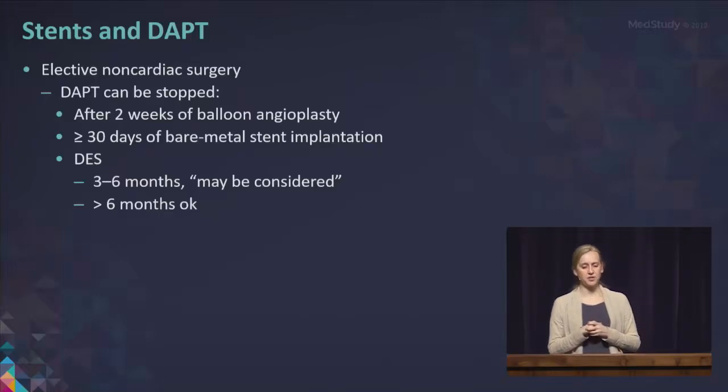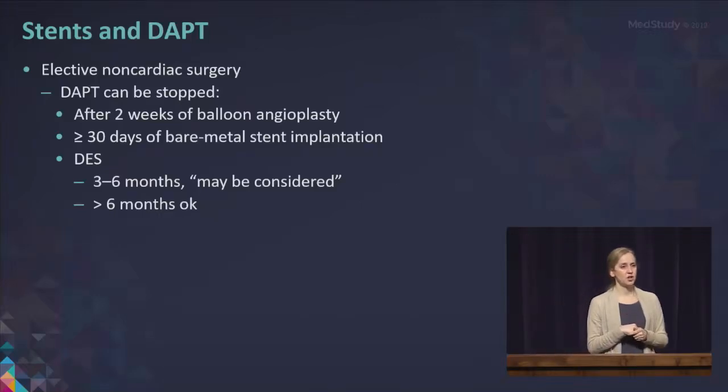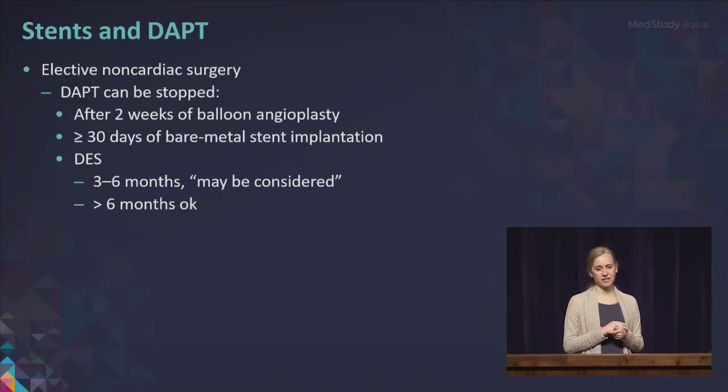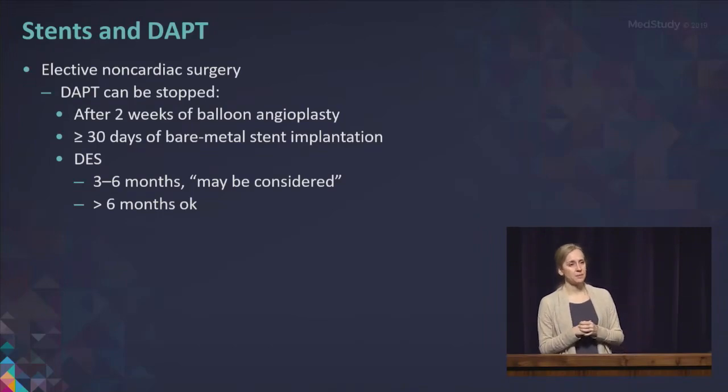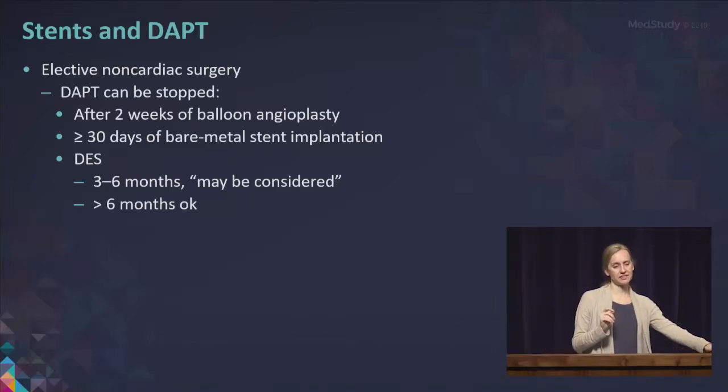Stents, okay, so dual antiplatelet therapy can be quite difficult during a surgery, so it's important to know the intervals at which it can be stopped. If someone has balloon angioplasty, you can stop the dual antiplatelet therapy 2 weeks afterwards. If it's a bare metal stent, they need the dual antiplatelet therapy for at least 30 days to prevent in-stent thrombosis, which is an acute event where basically you can turn someone who got a stent for an NSTEMI into a STEMI with a complete occlusion very quickly.